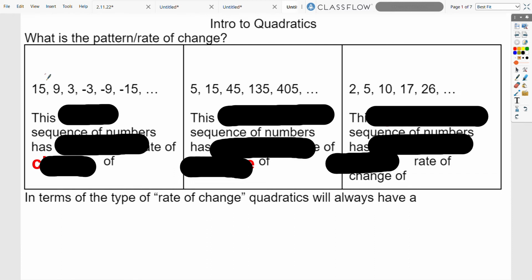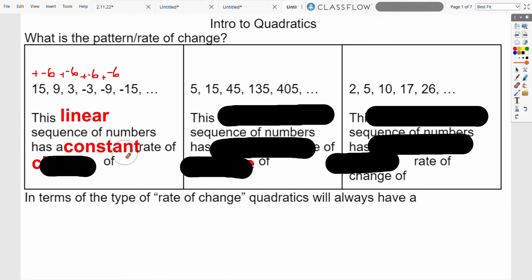You might notice here that each time we are subtracting 6 or adding -6. Adding -6, adding -6, adding -6. So when we are adding or subtracting the same number each time, that represents a linear function. And so a linear sequence of numbers has a constant rate of change, and in this case, the rate of change is -6.